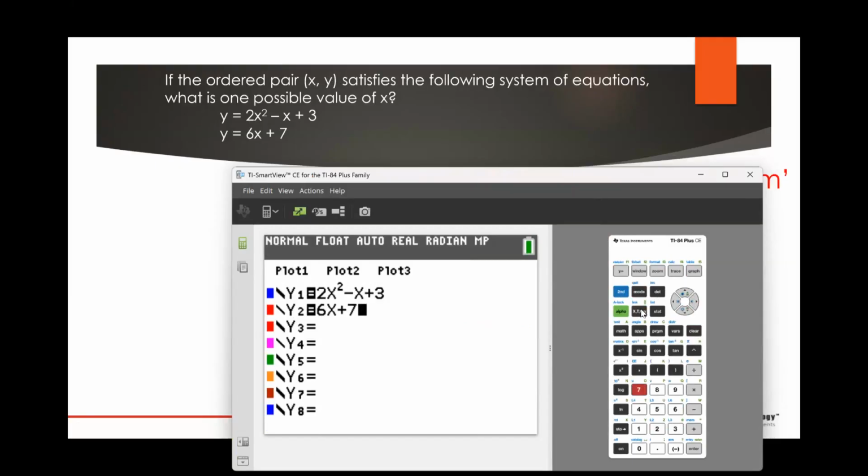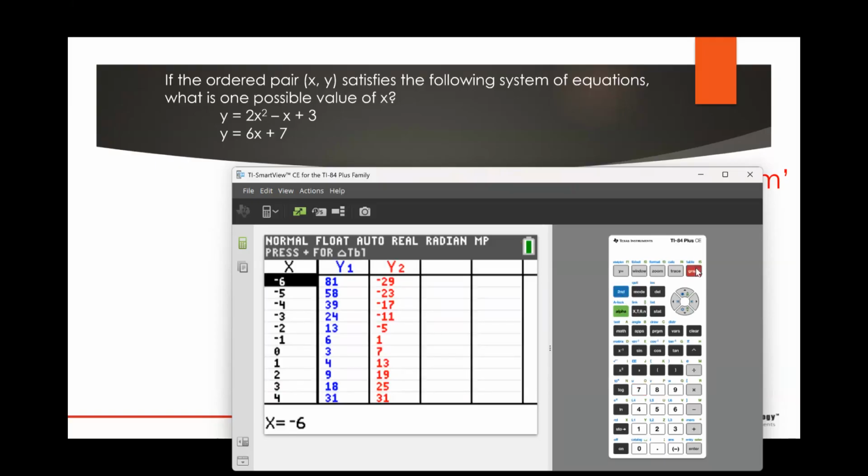Okay, so I've got them both typed in. And Scott, how do we get the table then? We've got to go up to the menu where it says second graph. Yeah, I can't quite see it on my screen. I thought it was there.